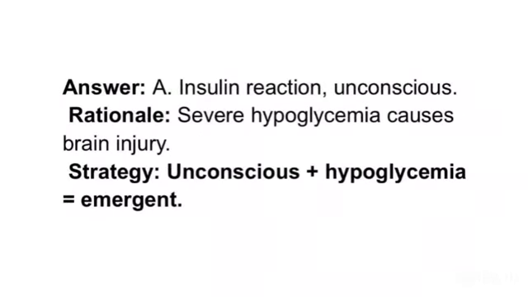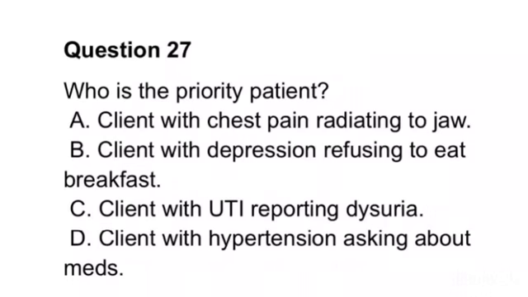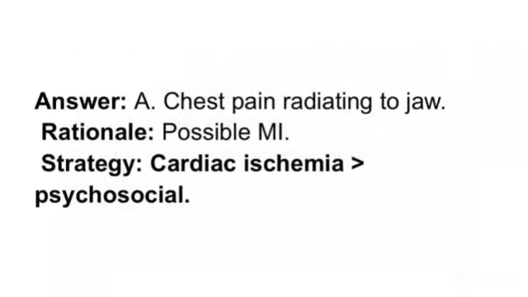Question 27. Who is the priority patient? A. Client with chest pain radiating to jaw. B. Client with depression refusing to eat breakfast. C. Client with UTI reporting dysuria. D. Client with hypertension asking about meds. Answer: A. Chest pain radiating to jaw. Rationale: possible MI. Strategy: cardiac ischemia over psychosocial.